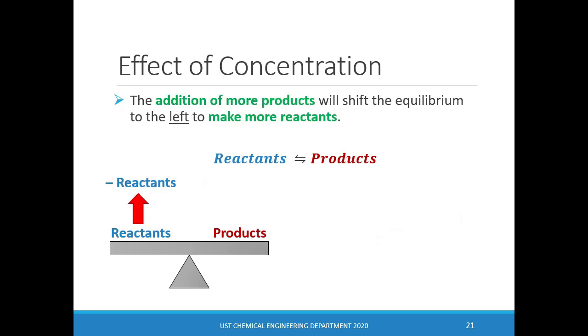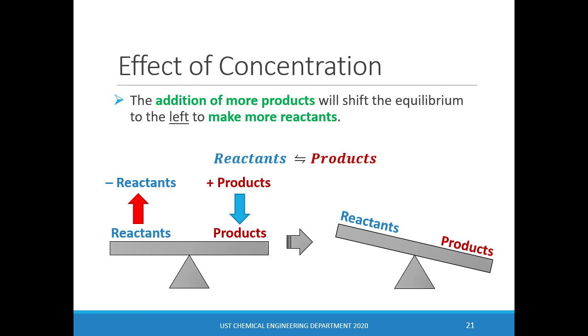Similarly, when reactants are removed or products are added, the system will now have more products which will then shift the reaction to the left or the reverse reaction which will make more reactants and achieve equilibrium.